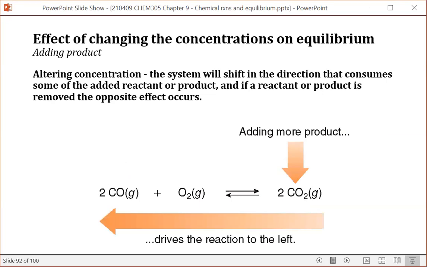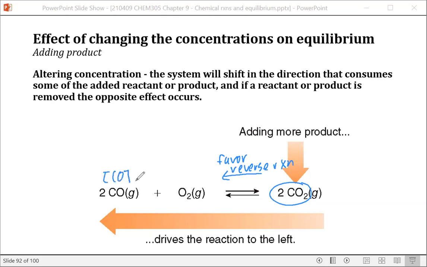If we add excess product as our stress, the opposite is going to happen. If our stress is adding excess product here, it's going to shift the reaction to the left to favor the reverse, which means that this excess product that was added, CO2, is going to be consumed by the reverse reaction to produce oxygen gas and carbon monoxide gas. It's going to drive the reaction to the left. So our concentration of carbon monoxide is going to go up, and our concentration of O2 is going to go up.